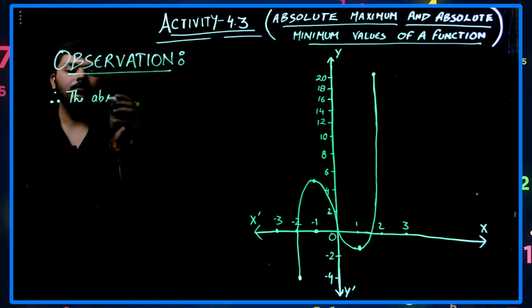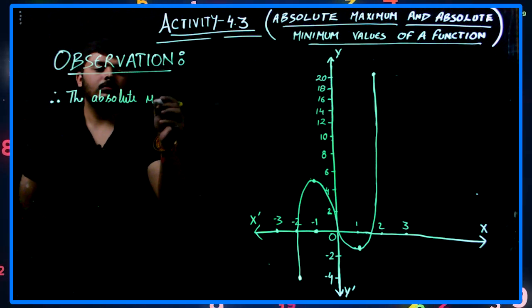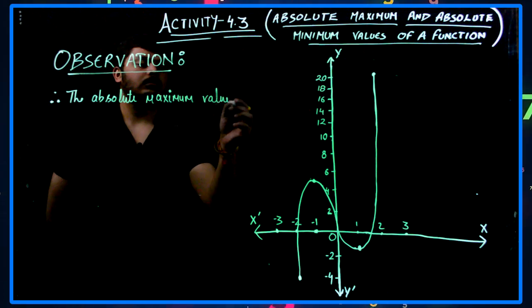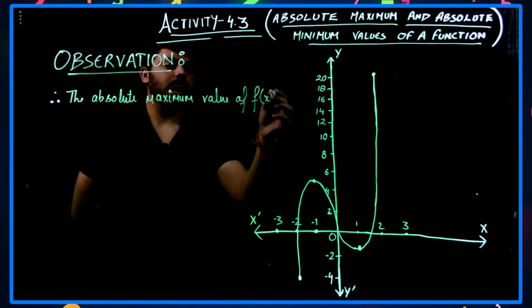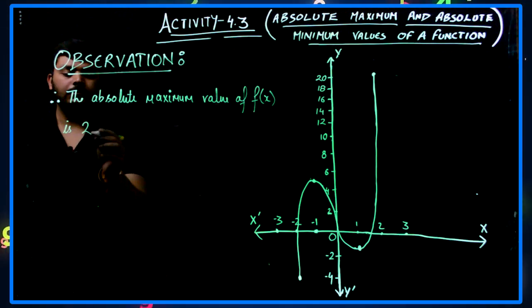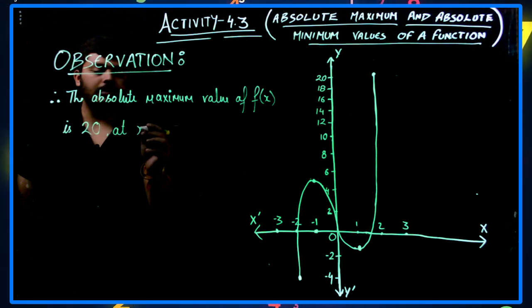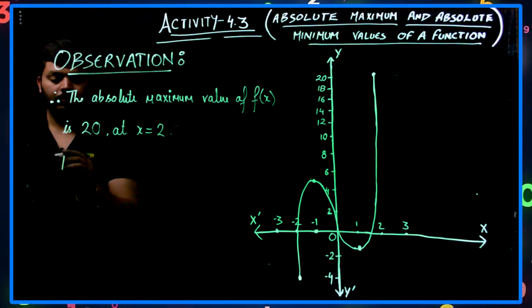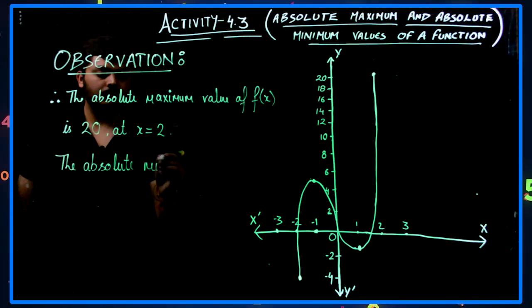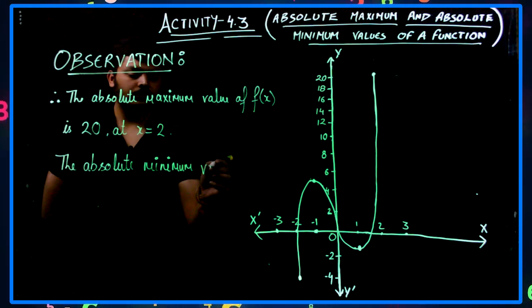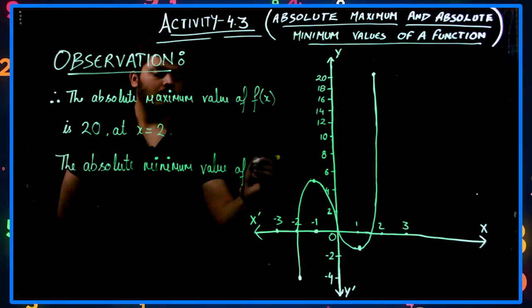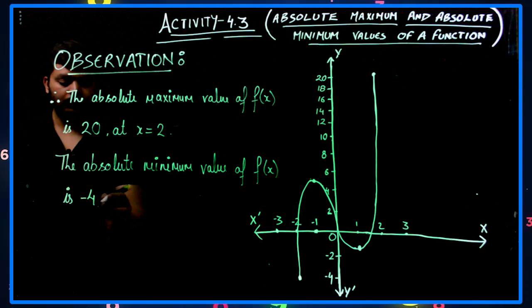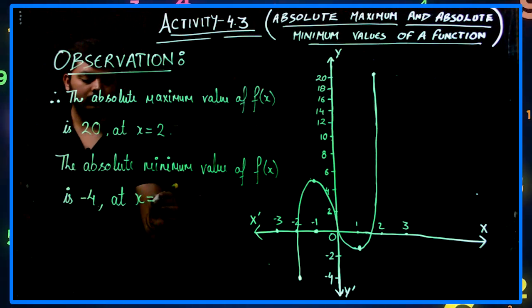So therefore, the absolute maximum value of f(x) is 20 at x equals 2, and the absolute minimum value of f(x) is -4 at x equals -2.